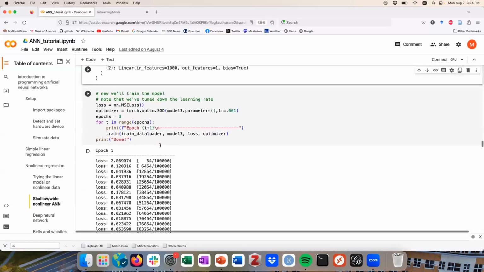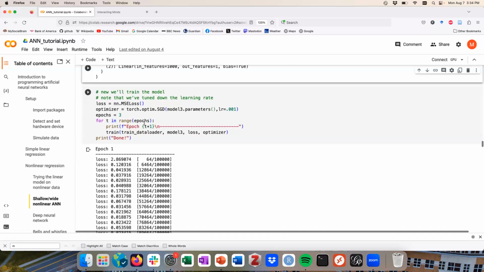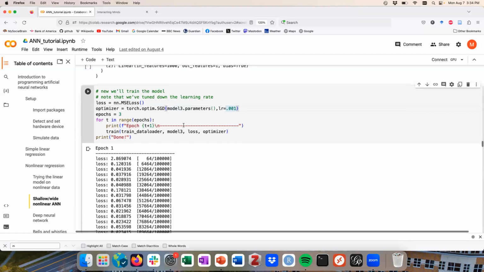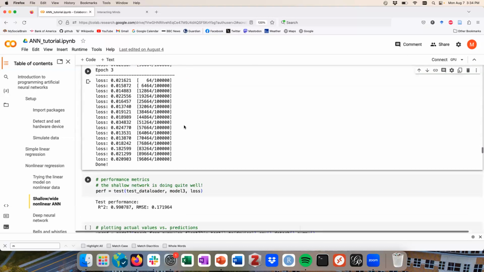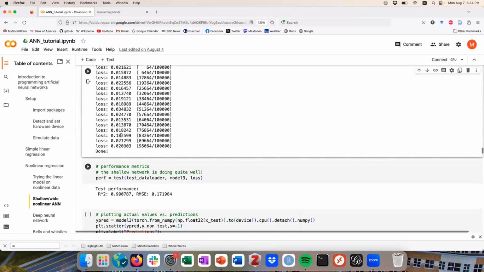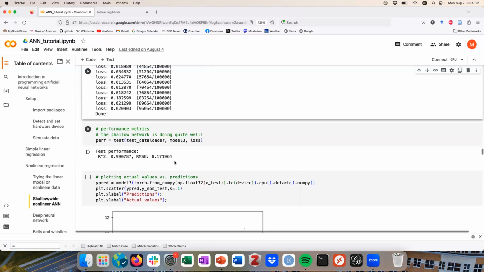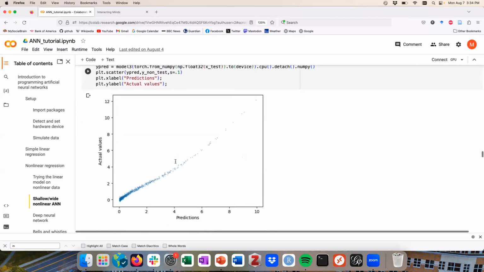Okay, so we'll fit this to the data in pretty much the same way. The only big difference here is that we've turned down the learning rate a lot, so it doesn't quickly overfit. Then we'll wait for it to train, and you can see the training loss is now decreasing. Now this model's doing great. We get back up to an R-squared of 0.99 and an RMSE of 0.17, which again is about the best these models can do given the way they were trained.